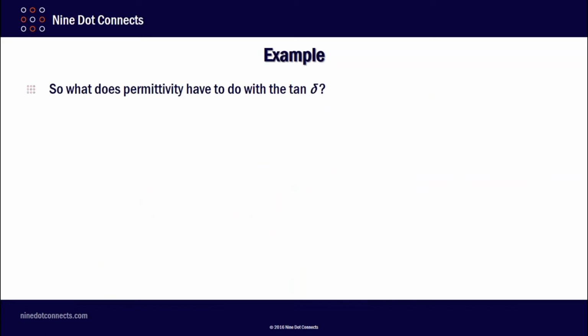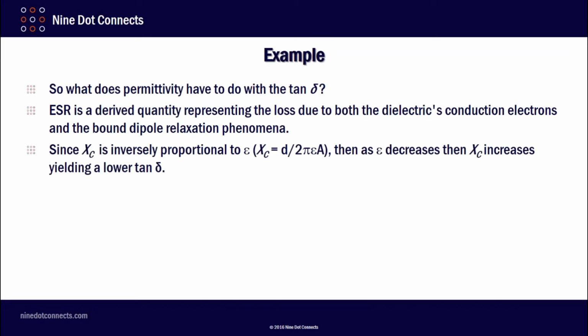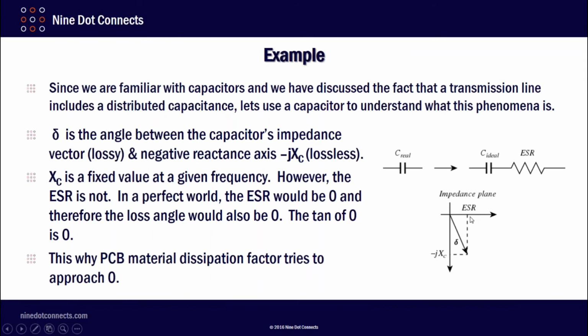So now what does the permittivity have to do with the loss tangent? ESR is a derived quantity representing the loss due to both the dielectric's conduction electrons and the bound dipole relaxation phenomena. Since X sub C is inversely proportional to permittivity, as epsilon decreases, X sub C is going to increase. If we go back to that previous slide, if ESR is a static function and we increase X sub C, you can see that this angle is going to have to decrease, because the rise stays the same, but the run goes longer.